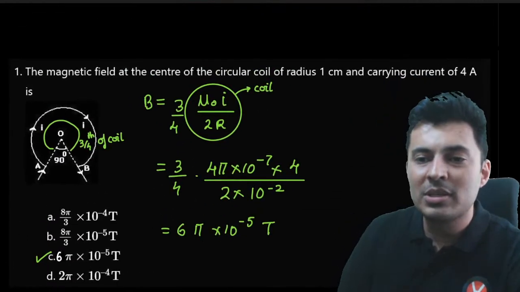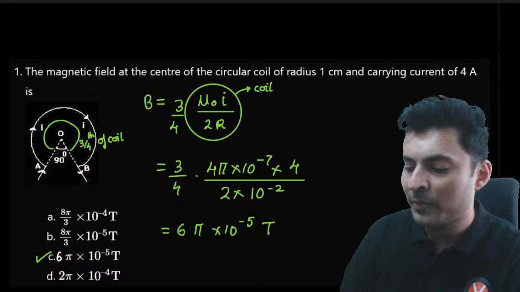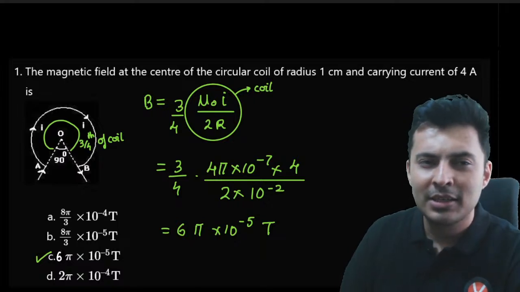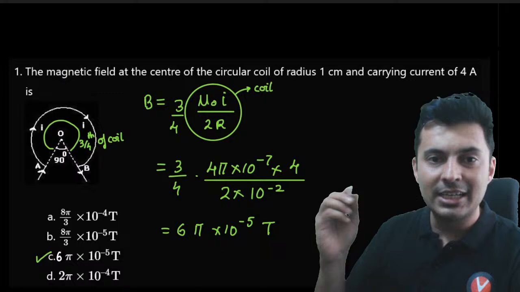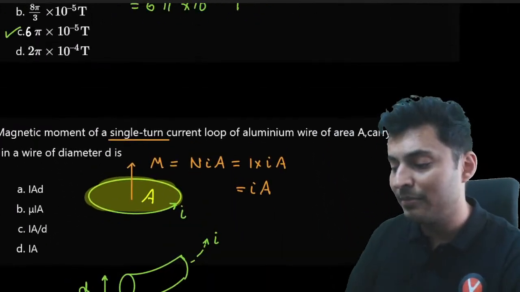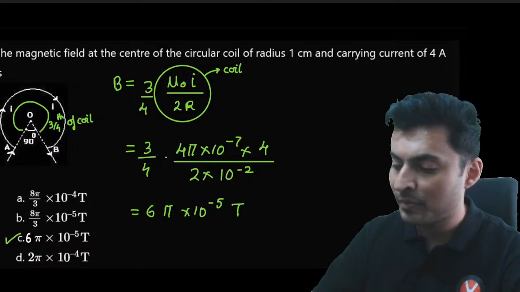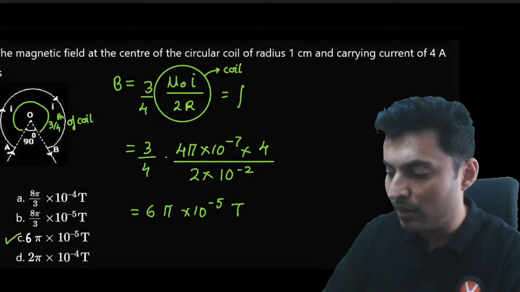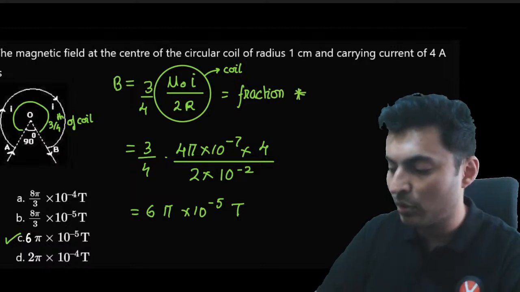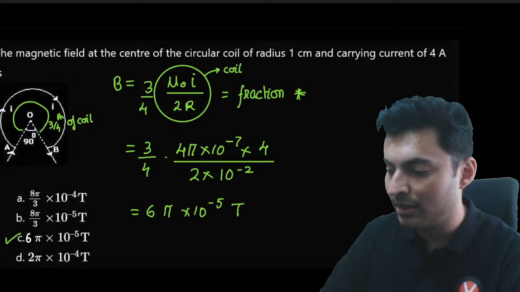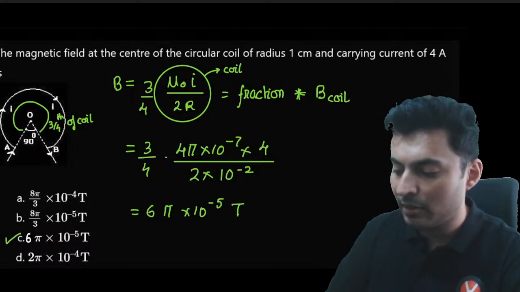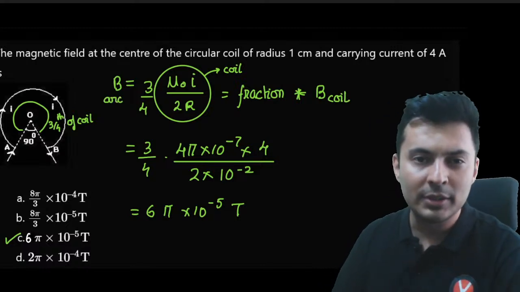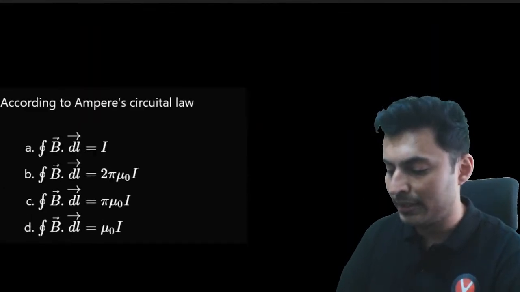No, we will not use Biot-Savart's law for this question. We can directly use the formula. Don't use Biot-Savart's law unnecessarily. It will make it very lengthy. Why do you want to do that? It is like reinventing the wheel. You want to do the derivations again. So just do it like this. Remember, magnetic field is always the fraction of the coil, which is 3/4, 1/4, 2/5, 1/6, 1/3, into the magnetic field due to one complete coil. That will give you the magnetic field due to an arc. So that is the simple way of doing it.